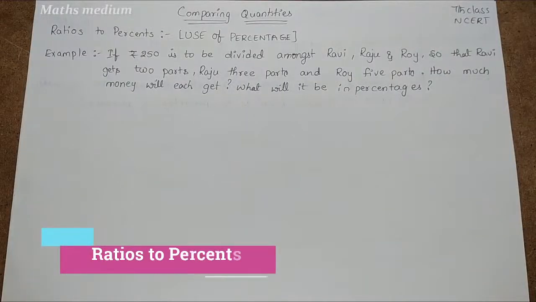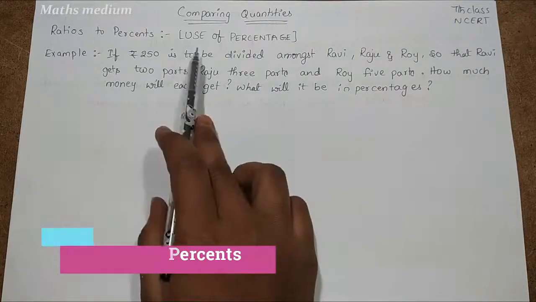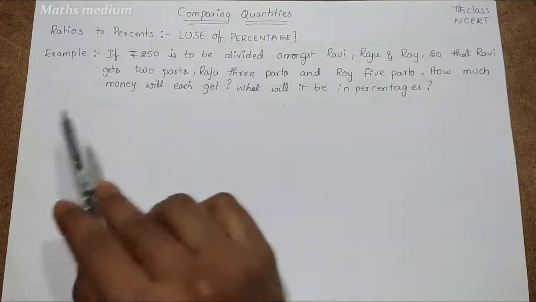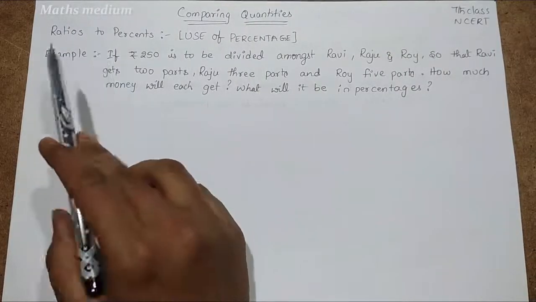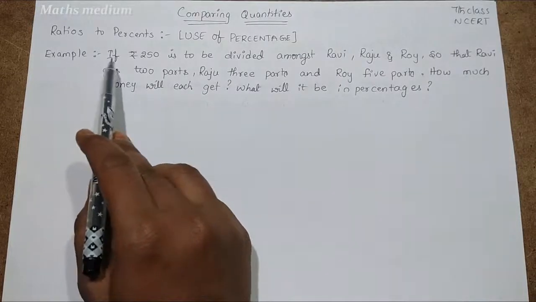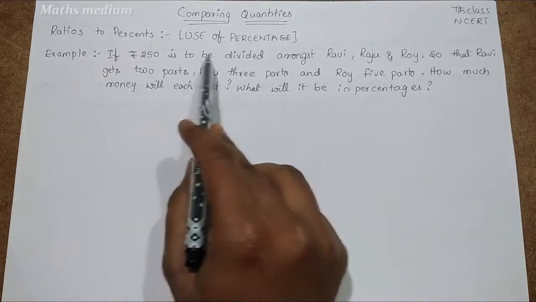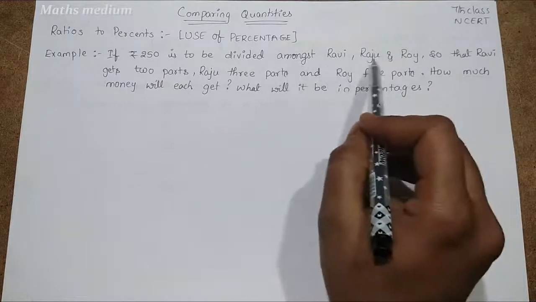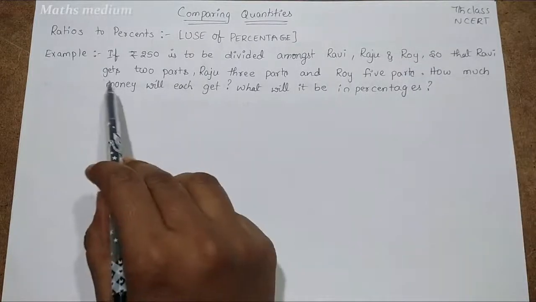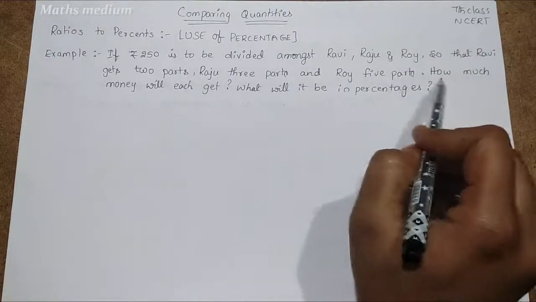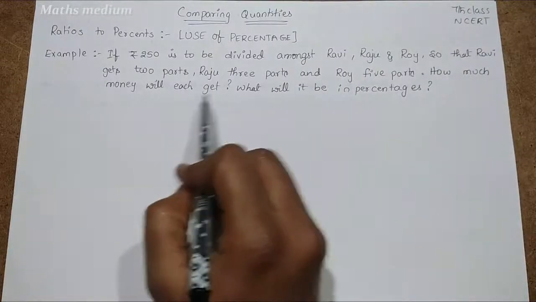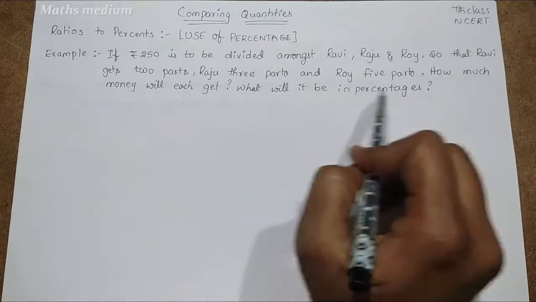Today I came with another topic, that is ratios to percents from Comparing Quantities, 7th class NCERT. This is part of use of percentage. We already discussed about the use of percentage. This is one of those topics. Here, example: if 250 is to be divided among Ravi, Raju and Roy, so that Ravi gets 2 parts, Raju 3 parts and Roy gets 5 parts. How much money will each get? What will it be in percentages?